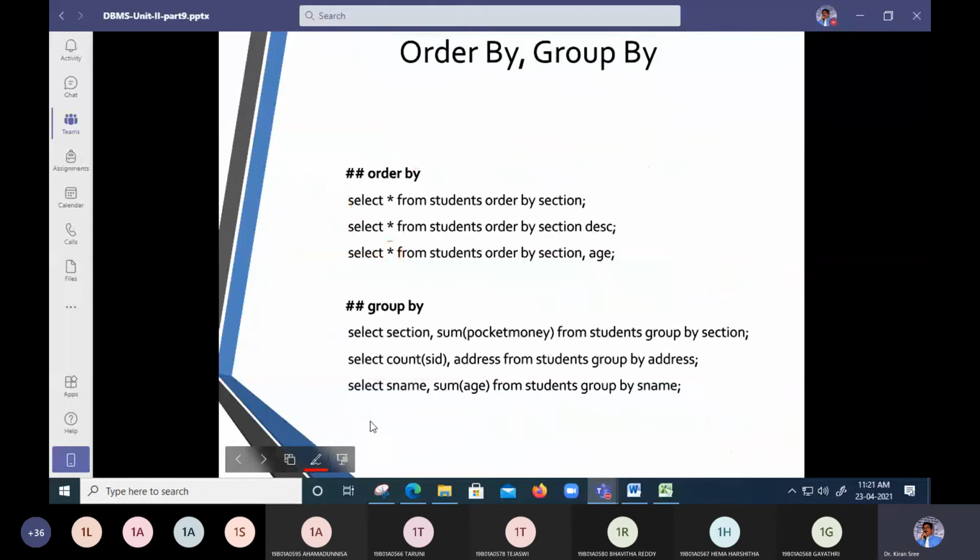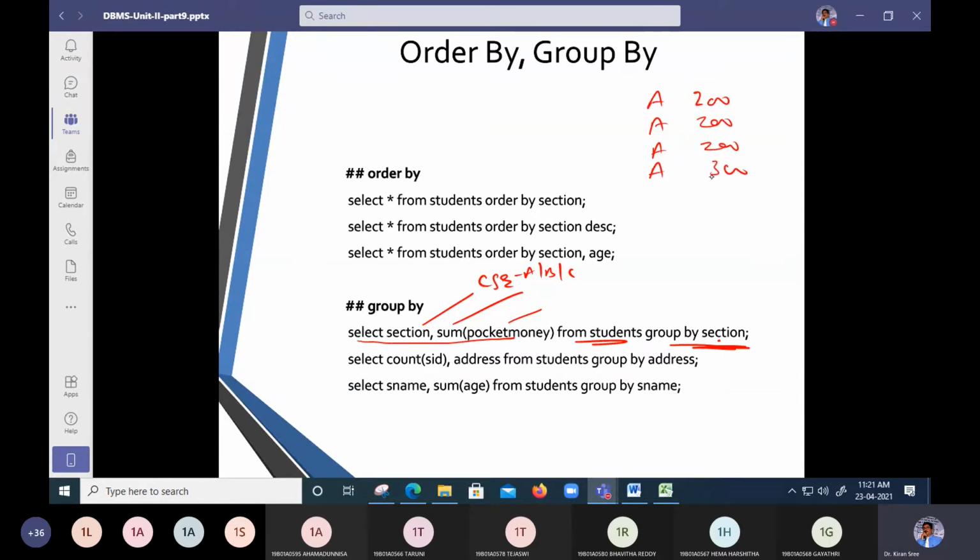So in this query, the first item we should address is select section name and sum of pocket money. So section I should get, that is A or B or C. Next, sum of pocket money from student, group by section. So all the A section should be grouped, all the A section, all the B section.